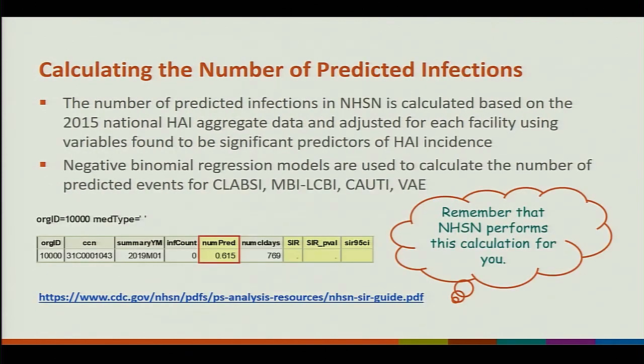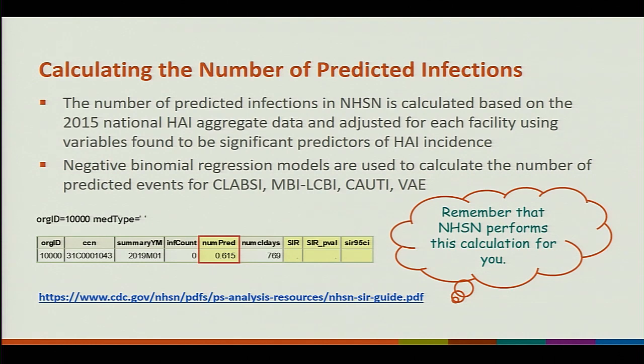Now, calculating the number of predicted infections. This is done based on the 2015 National HAI aggregate data, and it's adjusted for each facility using variables that were found to be significant. For CLABSI, CAUTI, and NBI-LCBI, a negative binomial regression model was used to calculate the number of predicted events. Today, we will be manually calculating the number predicted, but remember, NHSN does do those calculations for you.